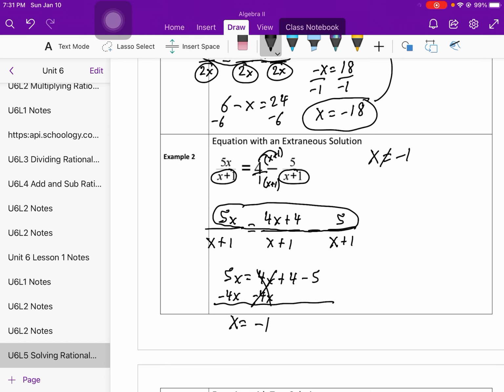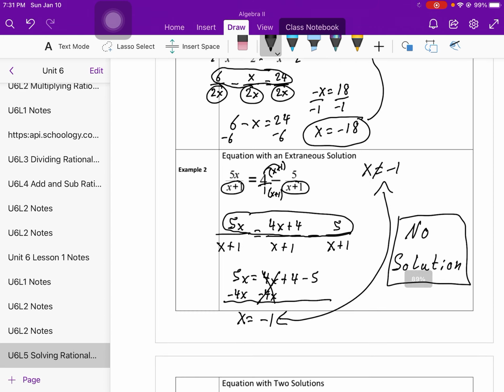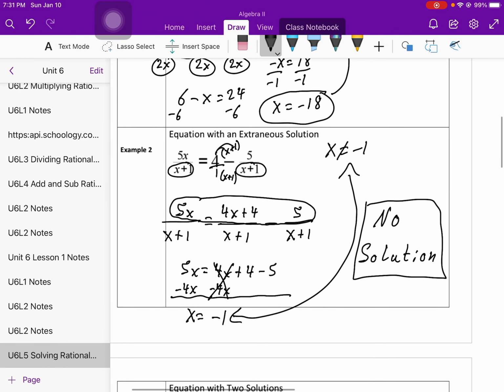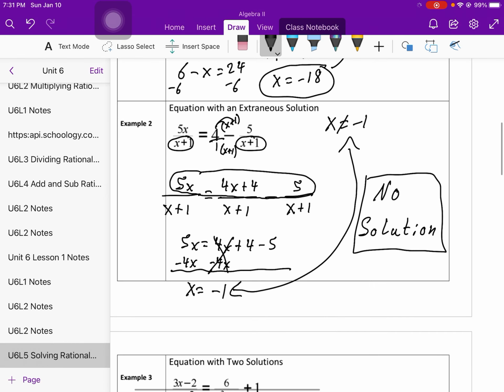So here's the extraneous solution, because notice this can't happen. This is a contradiction. You can't have x equal -1 and x not equal -1. So for this one, we're going to say no solution. There's not truly an x value that is possible for this, because we would end up with 0 on the bottom.